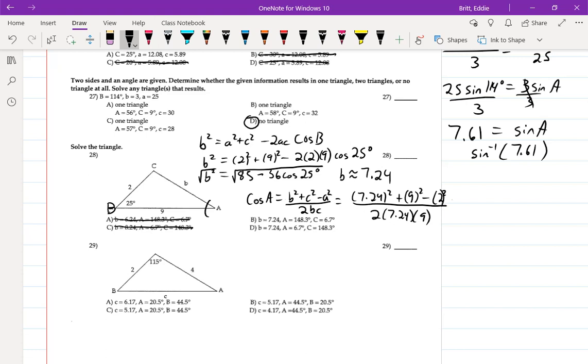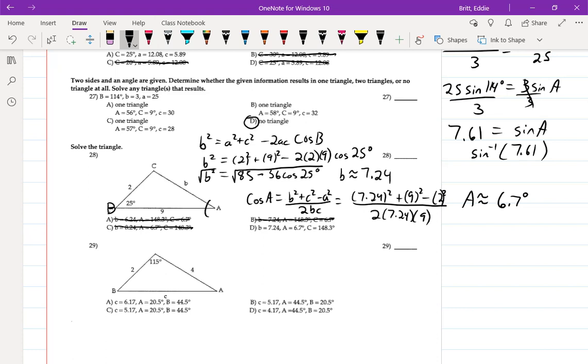When I do that, that gives me angle A is about 6.74. They have A rounded to one place, so 6.7 degrees. So now come down here and see which one of these has A equals 6.7 degrees. That's this one. So B is wrong. So it must be when I solve for angle C, I get 148.3. If you want to do that just to check, you say 180 minus 25 minus 6.7, you'll get 148.3.